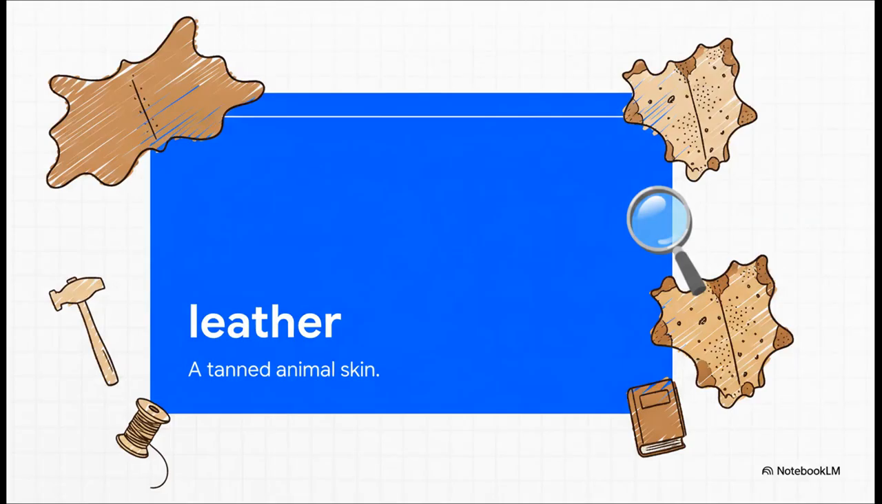Okay, so let's start here. The word is leather. And this is its definition from the Simple English Wiktionary. It is exactly what you'd think, right? A tanned animal skin. Super clear, super direct, no fuss, nothing to see here.